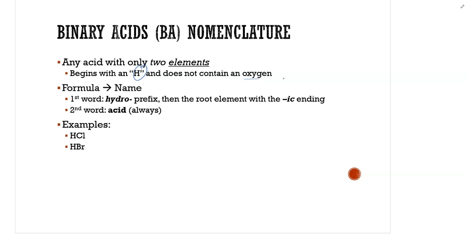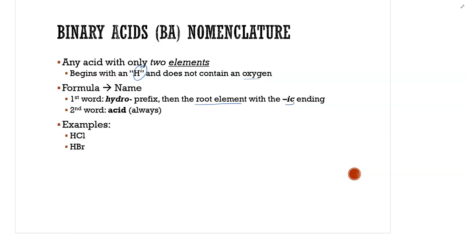So let's talk about how we go from a formula to a name. Basically, if you're given a formula, a bunch of symbols, we're looking for the first word becoming hydro, using that prefix, and then you have a root element with the ic ending. So the first word always is hydro, element, ic. And then the second word is always acid.